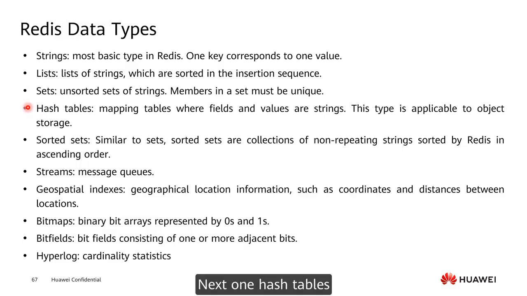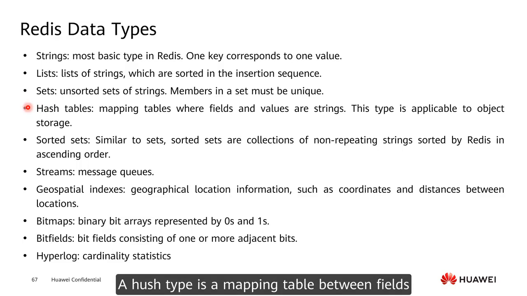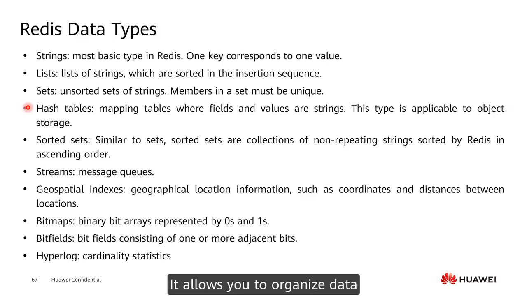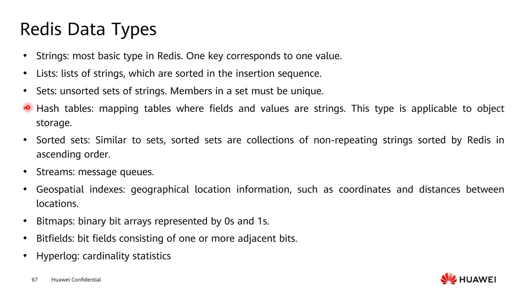Next one, hash tables. A hash type is a mapping table between fields and values. It is suitable for storing objects, such as user information and commodity information. It allows you to organize data in a more structured way, improving query efficiency.